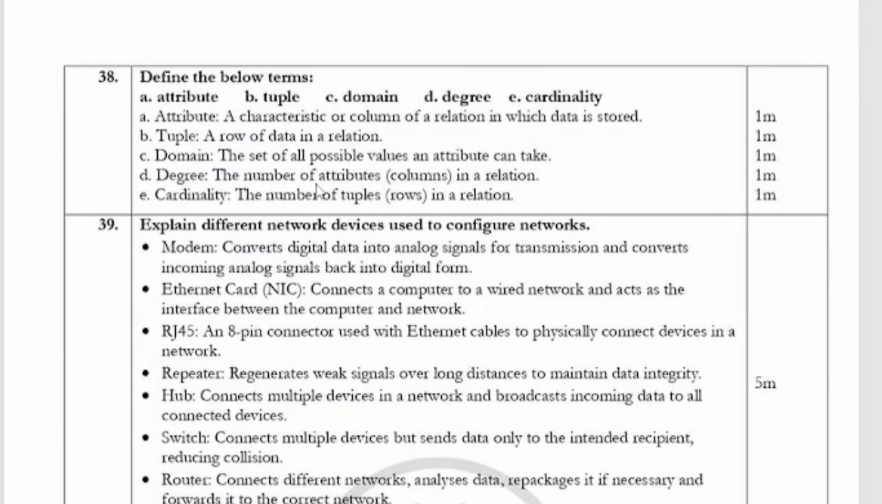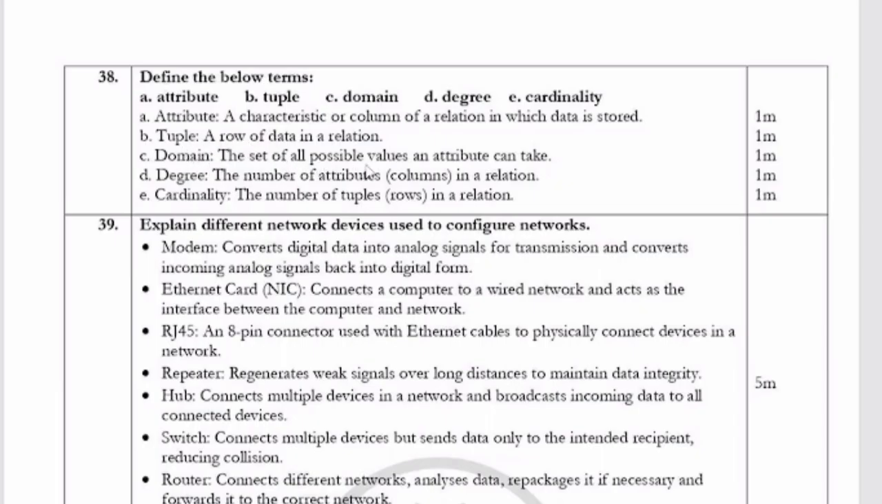38th question. Define the below terms. See, these are also 2 marks questions or 1 mark question, but here they have mentioned it for 5 marks. Simply you have to define 5 definitions: attribute, a characteristic or a column of a relation in which data is stored. A tuple is a row of data in a relation.